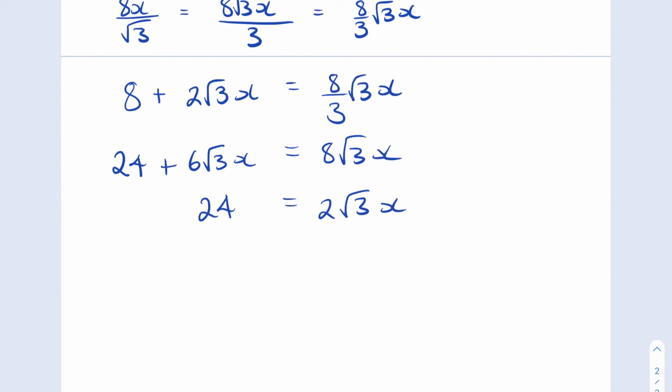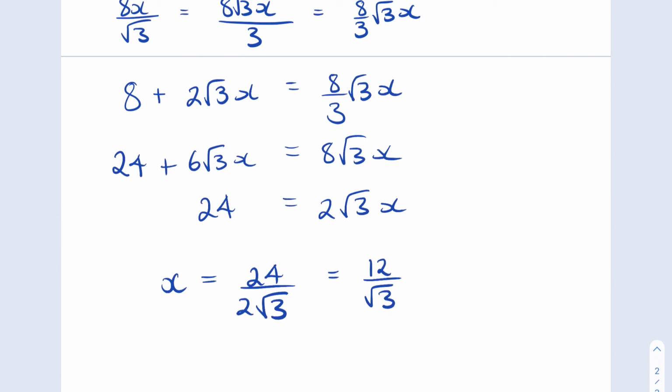Okay, so these are just numbers. So if I want to isolate x, I can divide both sides by 2 root 3. And I see there that 24 and 2 root 3 have a common factor of 2. So first of all, I simplify this fraction by dividing top and bottom by 2.